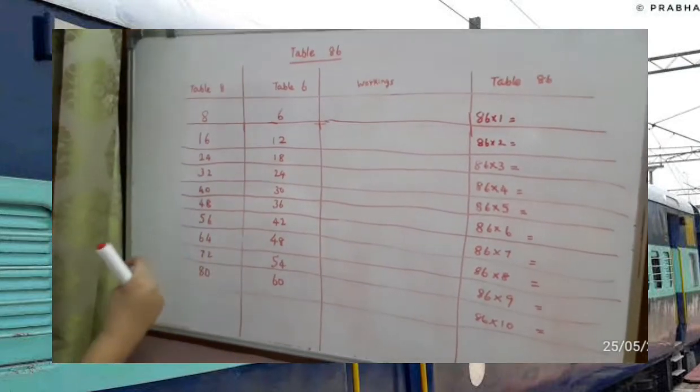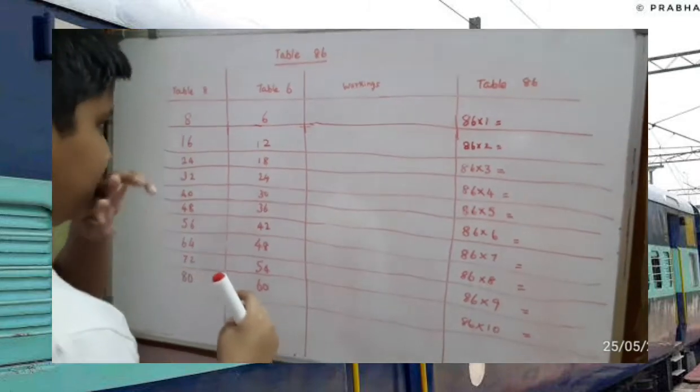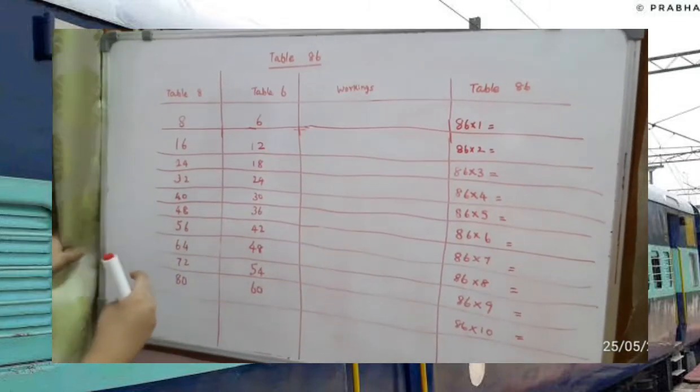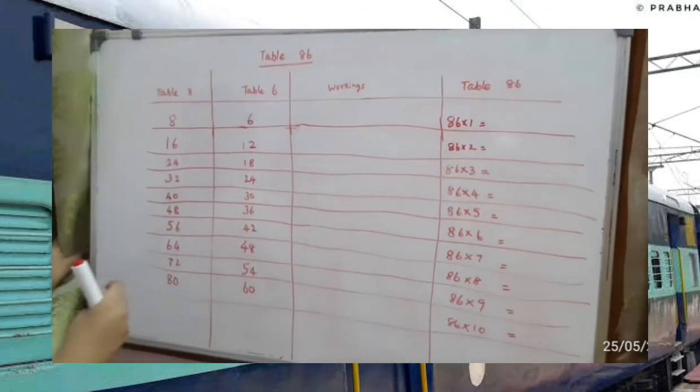Yes. Okay, so 86 is a 2-digit number. Yes. We can arrive at it through a shortcut method if you know the tables of 8 and 6.